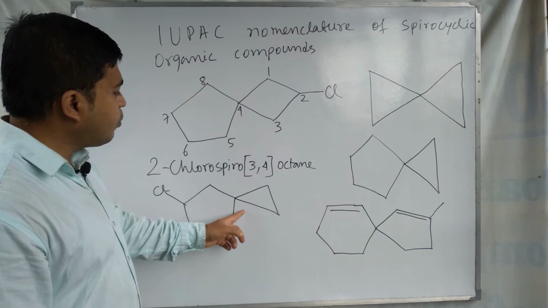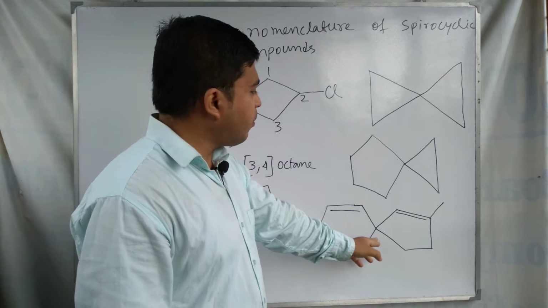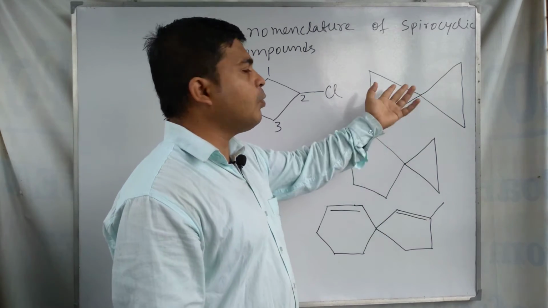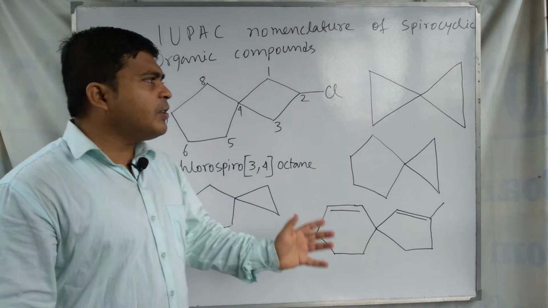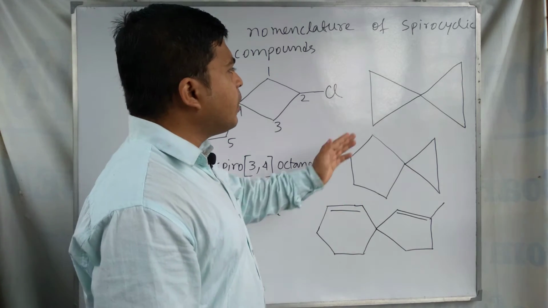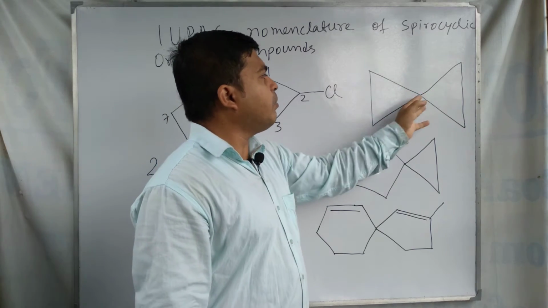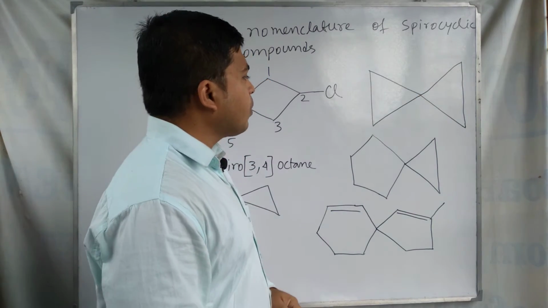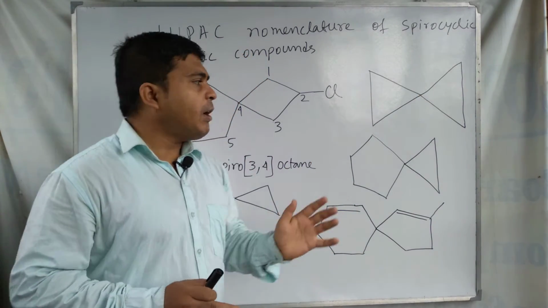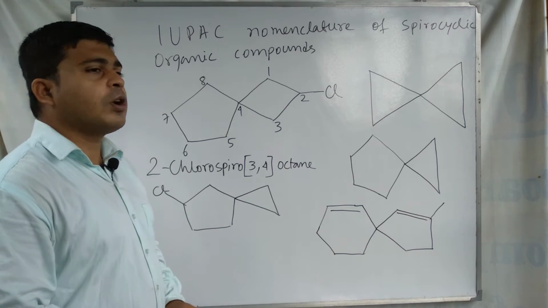Look at this one. This one is also an example of a spirocyclic compound. This one is an example of a spirocyclic compound. This one, all are examples of spirocyclic compounds. And in this special type of compound, the quaternary carbon atom joins the two rings. Two rings are joined by a 4-degree carbon atom. This carbon is a 4-degree carbon. Right now we have to know the detailed steps for IUPAC nomenclature of these compounds.